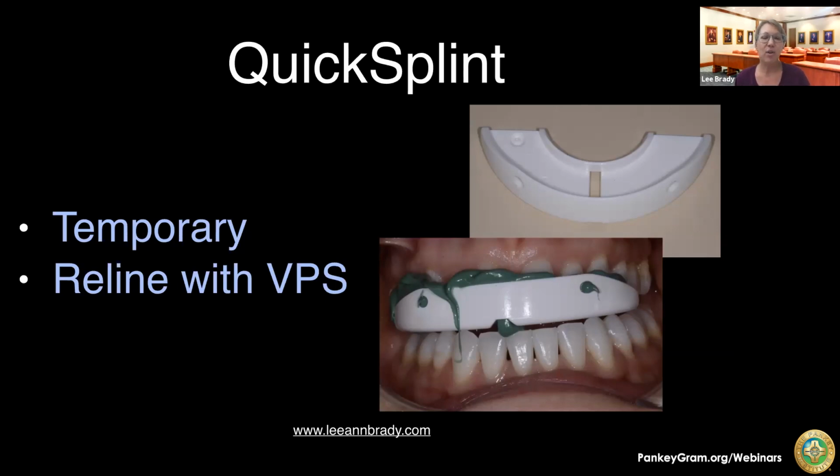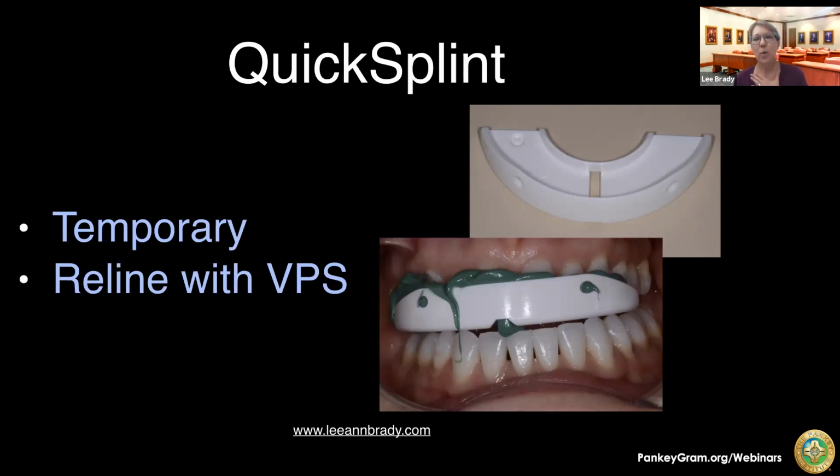I just think of all of the temporary appliances, it's my favorite. It's quick and easy to use. I like it because since the part you reline with silicone goes from premolar to premolar or minimum canine to canine, it's very retentive. I don't worry about it falling off in the middle of the night, people aspirating them. It is a temporary anterior only appliance.